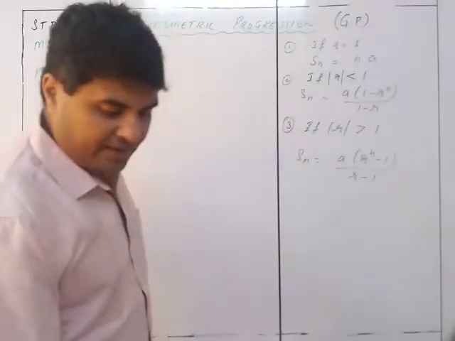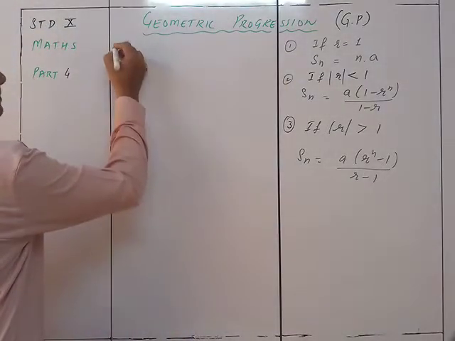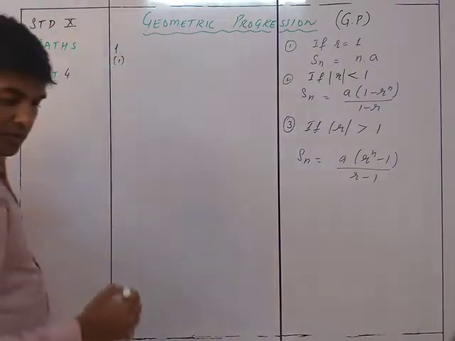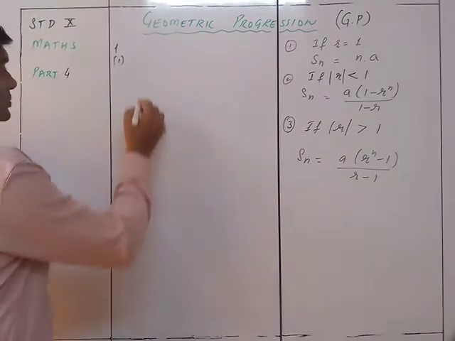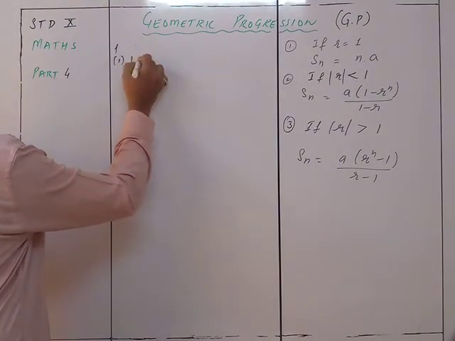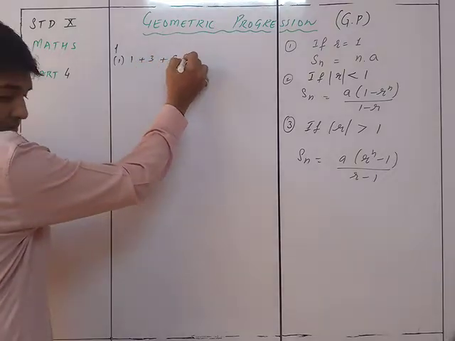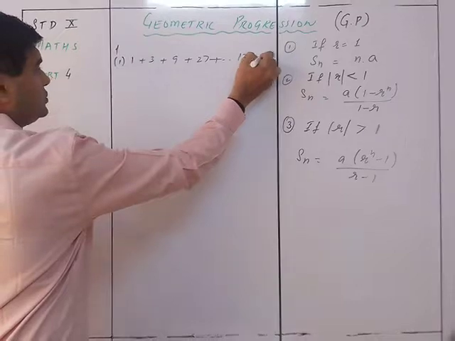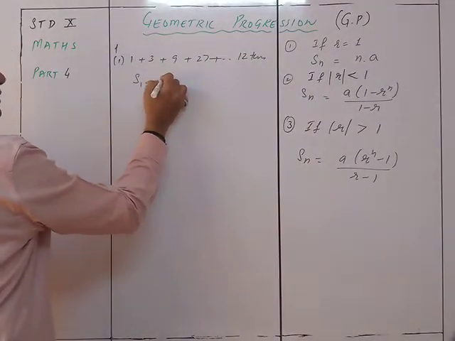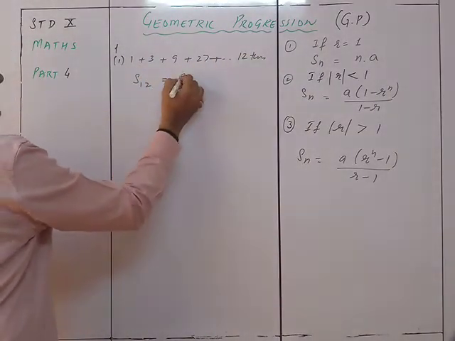So we have the first one. We have 1, 3, 9, 27 up to 12 terms. So 1 plus 3 plus 9 plus 27 up to 12 terms. So we want to find out S12. So S12 is what we need to find out.